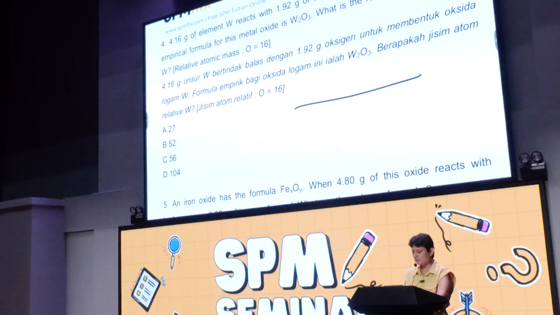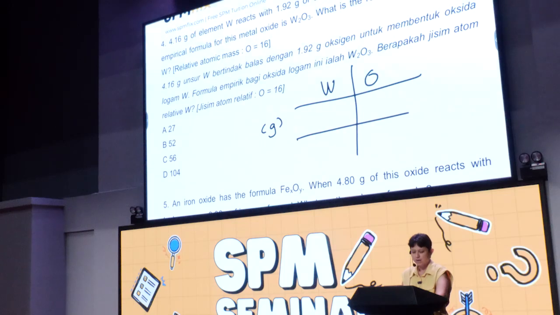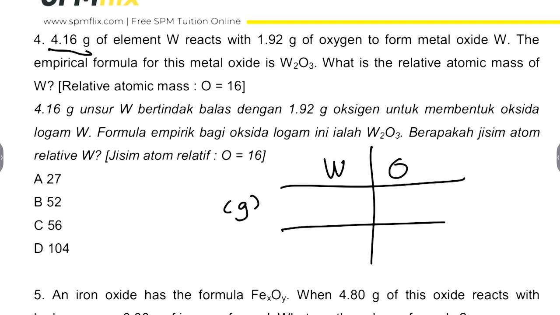Teacher, this one objective question, what for I make table? So that you know you don't count it wrongly. So you put your elements here, W and O. Then you put your mass, how many grams. Okay, so it's given in the question. W is, don't put 4.16. It's not 4.16. Okay?